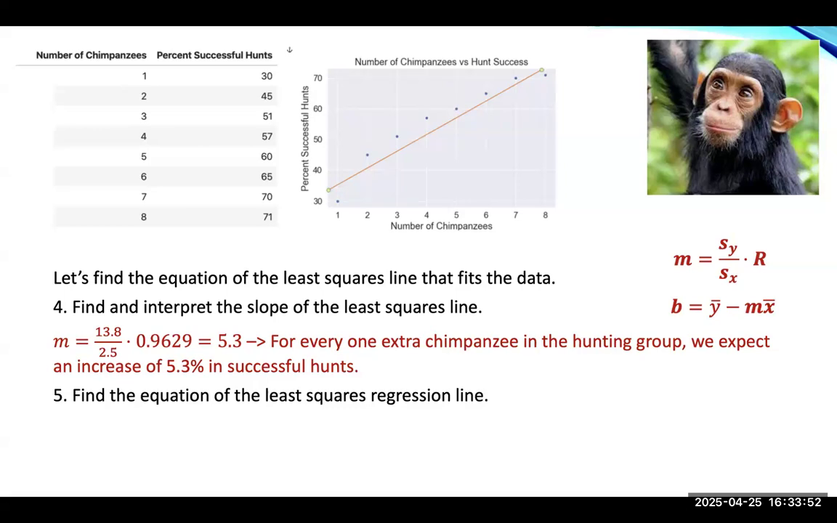Let's find the equation of the least squares line. We need to find b. b is y bar minus the slope times x bar. I got 32.25. And now that we have the m and the b, we just plug that into the equation of the line. y hat is mx plus b. So y hat is 5.3x plus 32.25.